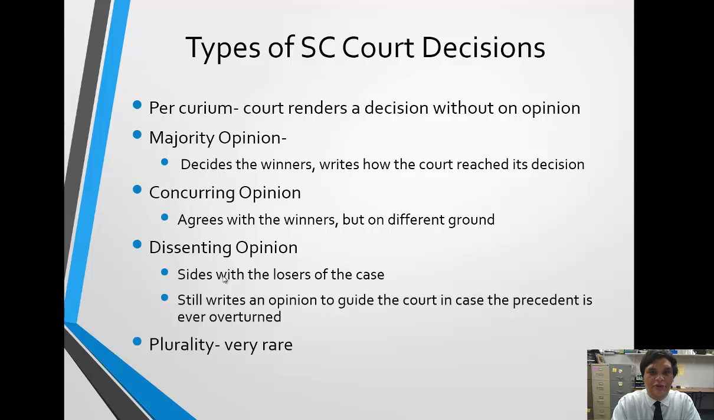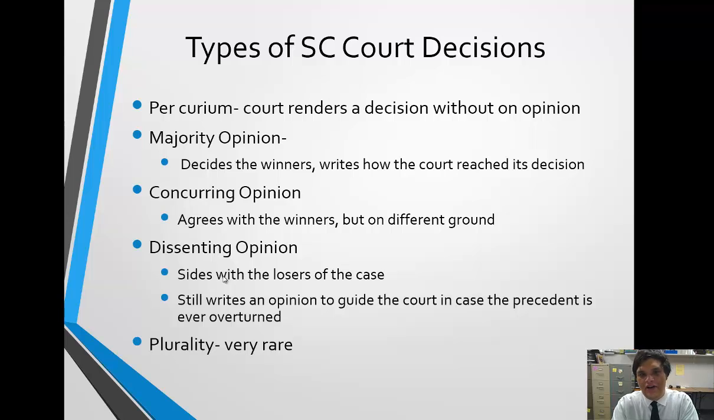And then there's a plurality opinion. So let's say you have a 4-3-2 vote. That 4 wins. Remember, plurality just means that it's more than the other. So let's say you had 4 votes for the winner, you had 3 votes for the loser, and maybe you had 2 justices that chose to abstain from the case. That would be the idea of a plurality. The fact that the 4 for that particular view is more than the 3 or the 2 that are against that view.